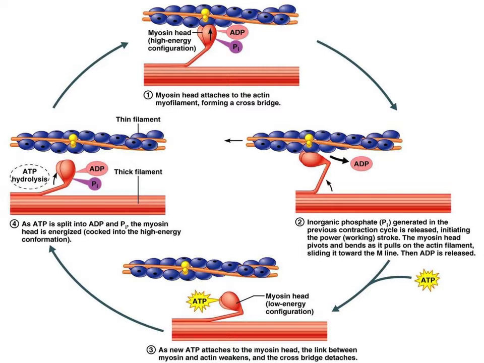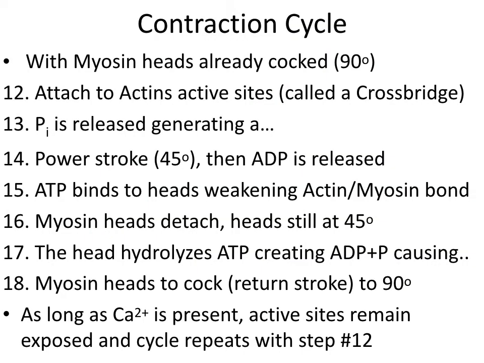In order to do a return stroke, now we can finally use up energy. We take that energy, that ATP, we break it up into two parts called ADP and P, inorganic phosphate, and this is called hydrolysis. When we break it apart, we take the energy from that bond between the P and the ADP, and we put it into moving the arm back into 90 degrees. Now, finally, we're back where we started. We're detached and we're at 90 degrees. Okay?